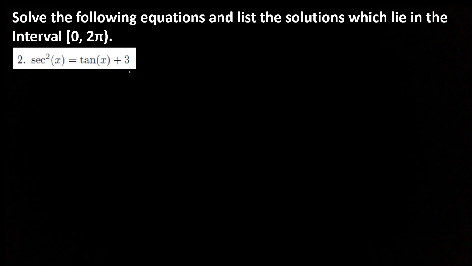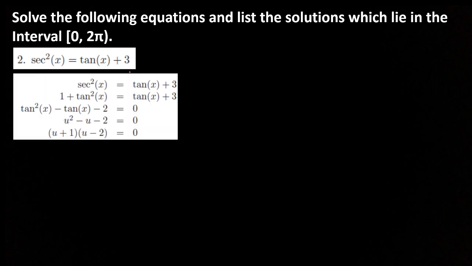All right, so solve the following equations. Again, this is not something we can do directly because we don't have one of these functions by itself. So we have to convert these to one of those 6 ratios, 6 functions. To do that, we use the connection between tangent and secant. So instead of secant squared, we can write 1 plus tangent squared, and then move everything to one side, and it looks like a quadratic equation: u squared minus u minus 2, if u is tangent. And then factor it, find u.